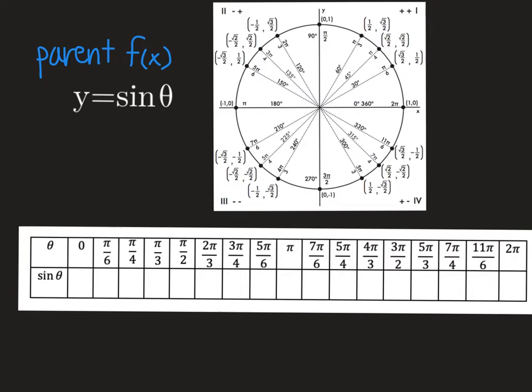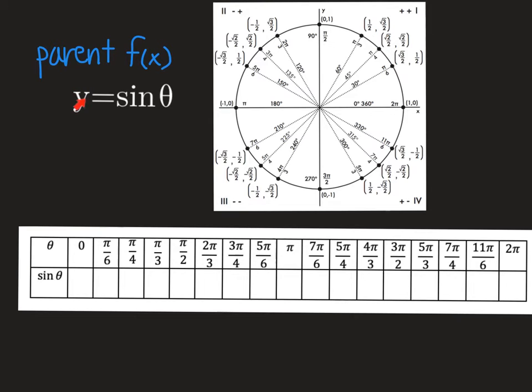Okay, so remember that when we talk ordered pairs on the unit circle, the sine is equivalent to y. I know this says y, but really this y here on our parent function could have been written f of x, or f of theta would have been at that point.